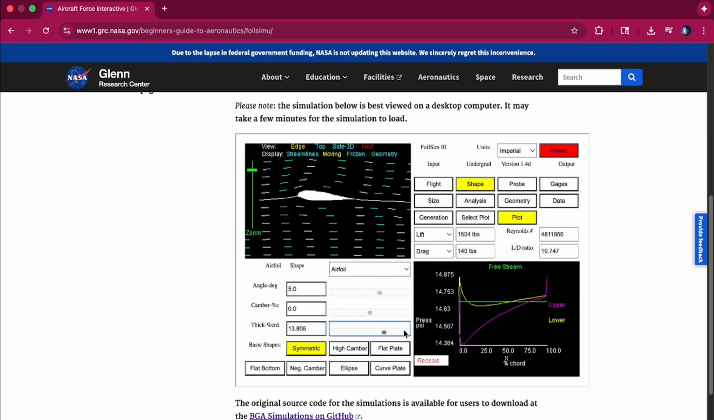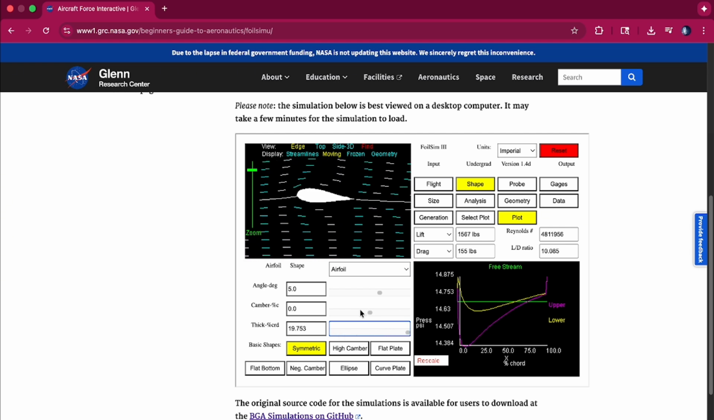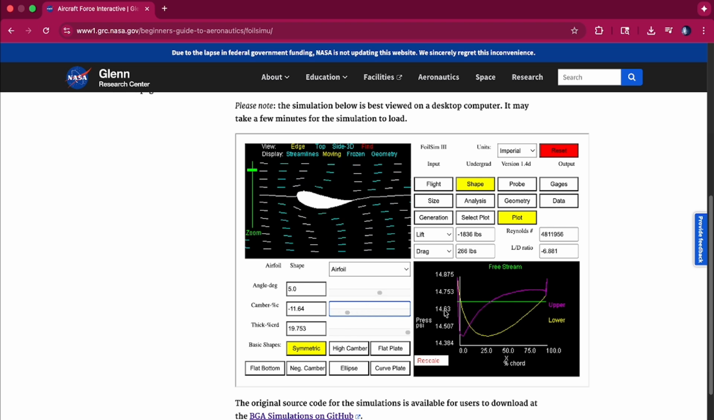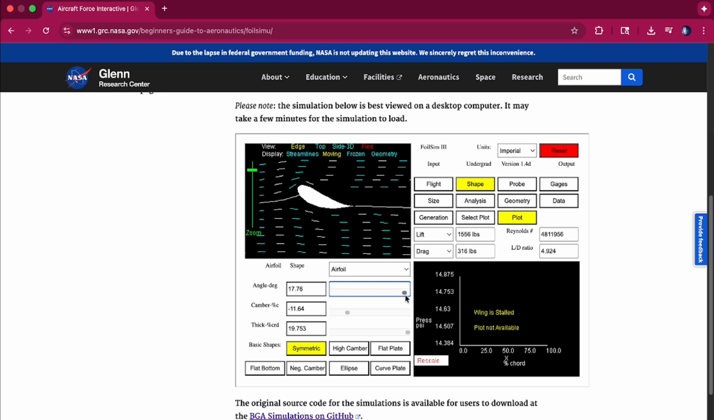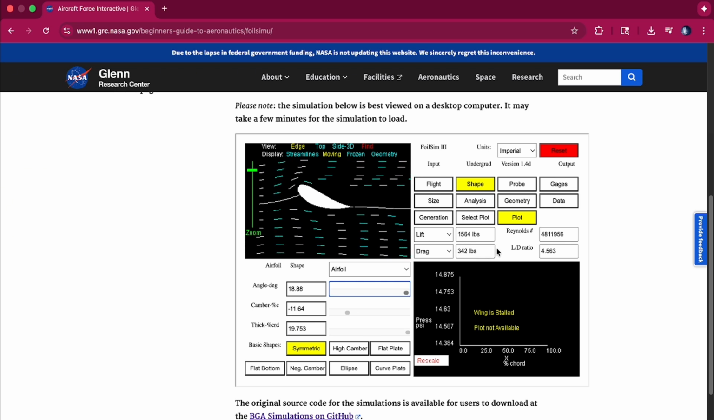Yeah, you can see the thickness of the chord. If you increase the thickness of the chord, this thing kind of goes down. Camber goes way big if it increases. If it goes really thin, this goes up. Oh yeah, and the wing is stalled. Apparently, if you increase the angle of attack, the wing stalls.